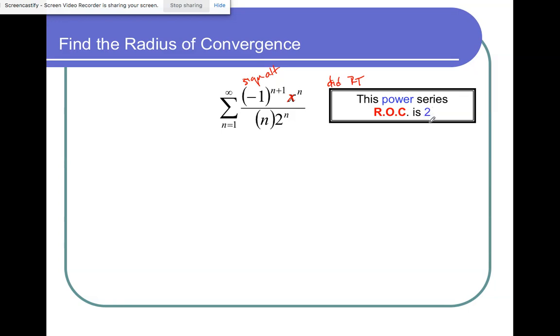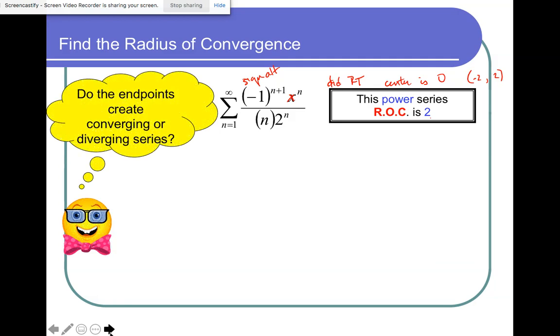What's my center? The center is 0. Do you see that? There's no shift on the x. So my center is 0. So I'm thinking to myself, self, with 0 in the middle, I can radiate 2 units to the left, 2 units to the right, but I don't know about those endpoints. I don't care about the endpoints though. If they just ask me for the radius of convergence, I stop here.